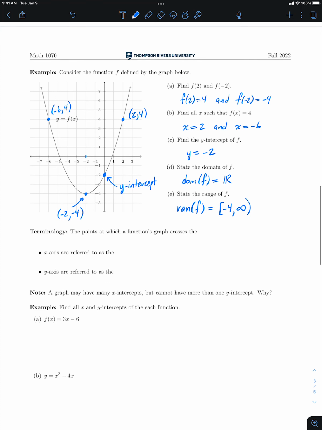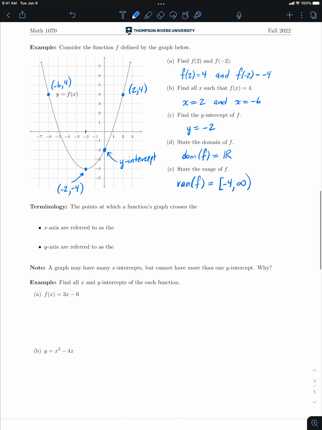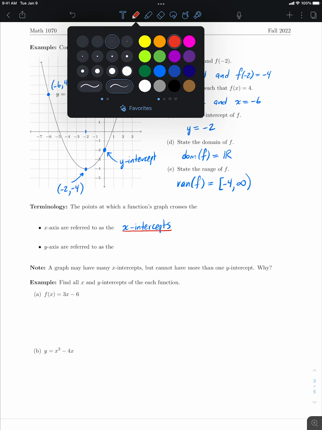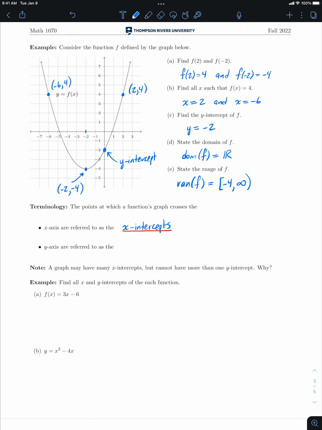Okay, so we've already mentioned this, but let's just formally state it now. If you have a graph, the points at which that graph touches or crosses the x-axis are referred to as x-intercepts. Okay, so that's what x-intercepts are. And then the point that a graph touches the y-axis, or realistically it would probably cross the y-axis, is called the y-intercept.